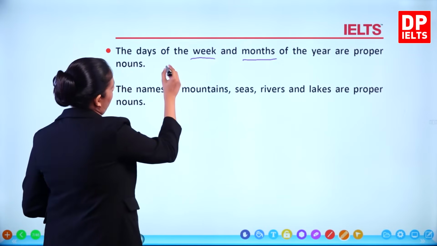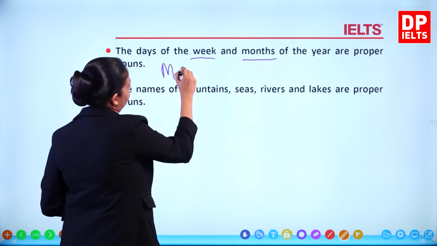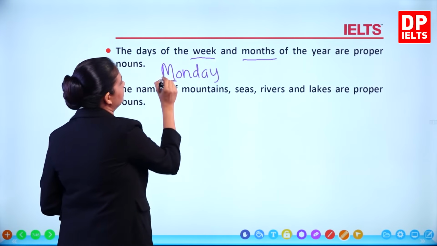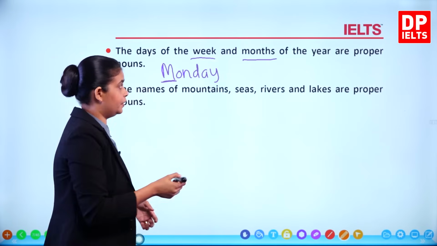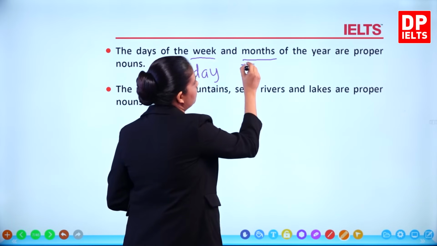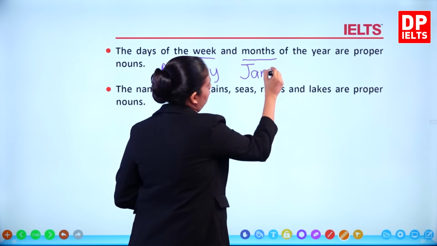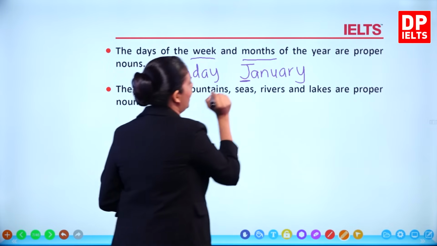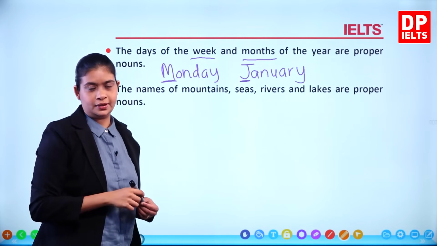So for example, you can take Monday. M is capital, it's a proper noun. Or if you take a month, you can take January and J is capital.